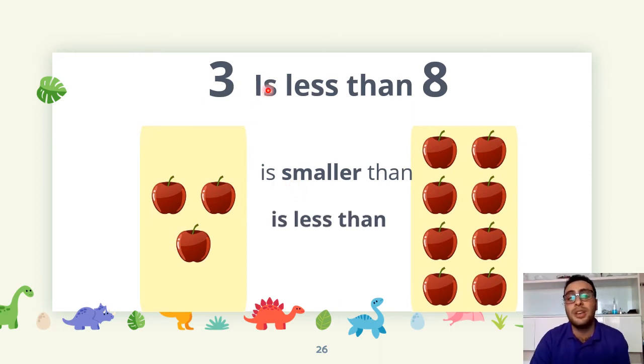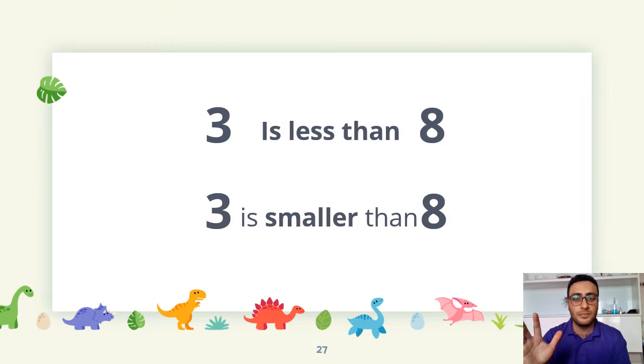You can say 3 is less than 8. Or you can say, teacher, I like to say smaller. 3 is smaller than 8. It's okay, all right? It's your choice. So, you can say 3 is less than 8 or 3 is smaller than 8. Whatever you like. Now, do you remember the crocodile always eats the bigger number?